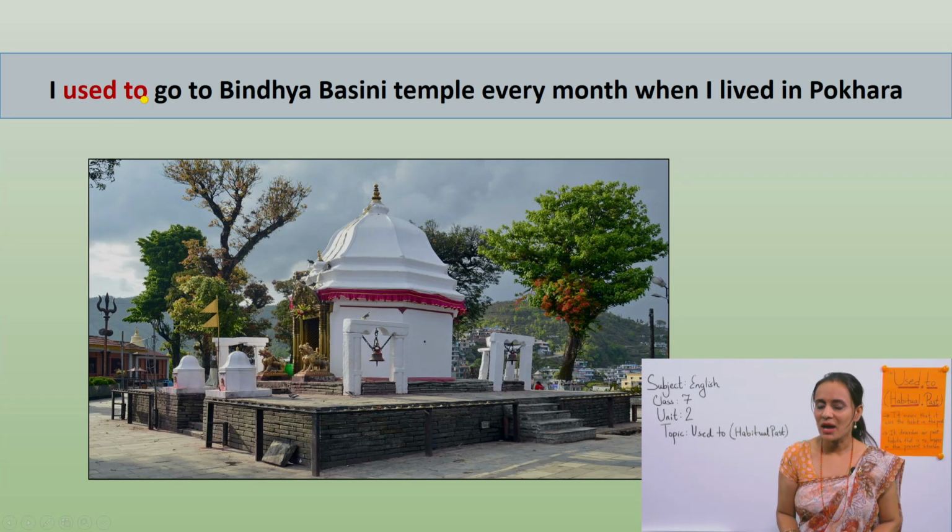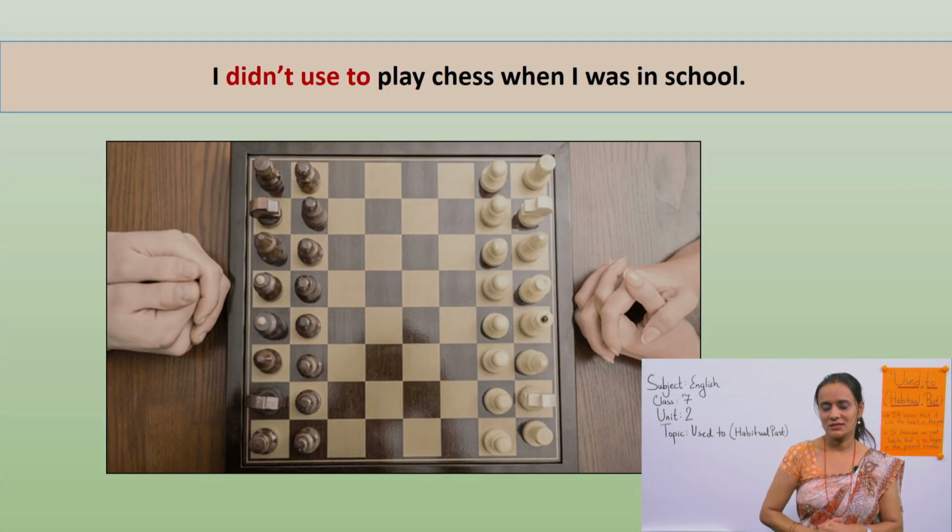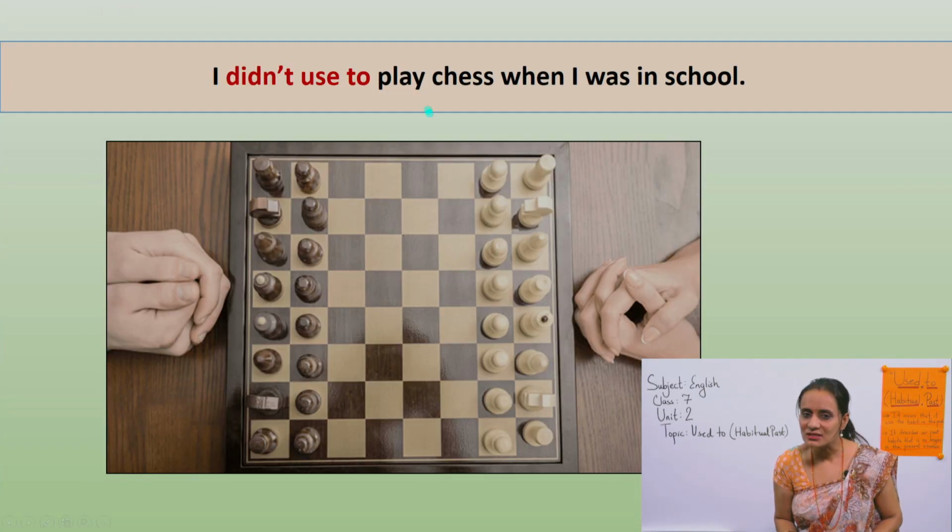So this is my past. Now I have one more past habit. Let's see. I have written it in the negative form. See here. Which game is it? I have written it already here. It is chess. I did not used to play chess when I was in school.